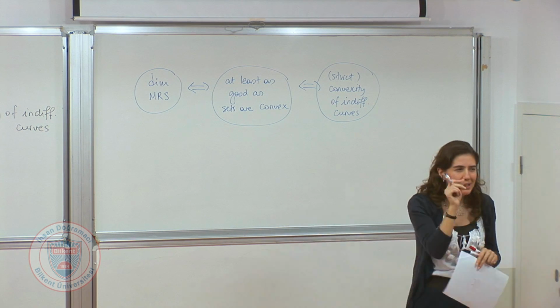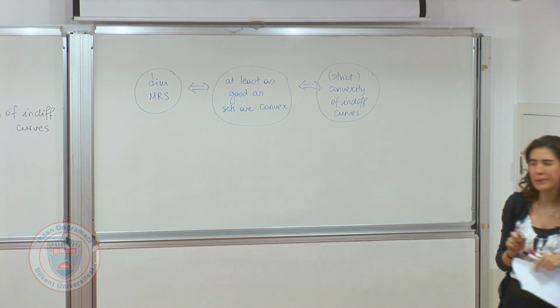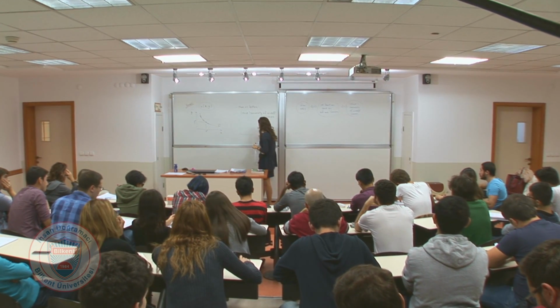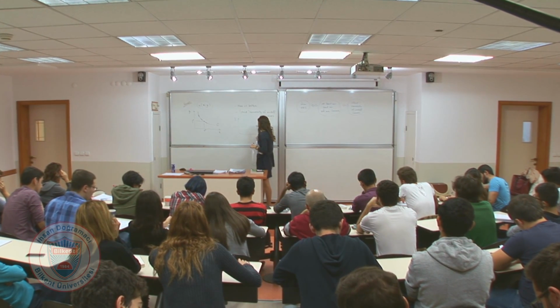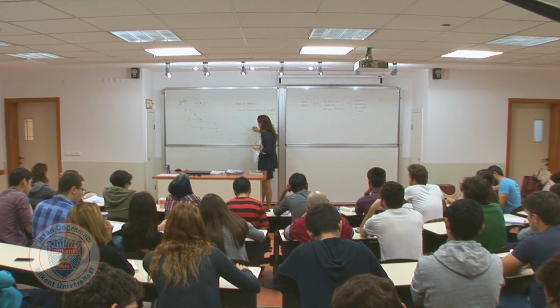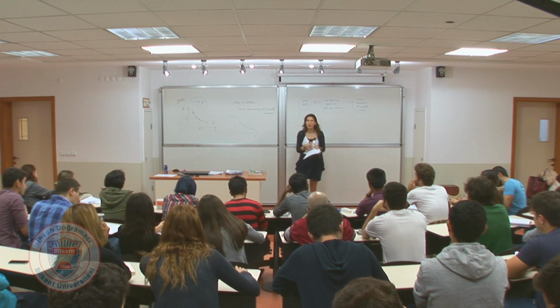Right? So what does that strict mean? Remember about this indifference curve. Suppose I had an indifference curve like this. So I had y, x. So I had an indifference curve like this. Do you think this is strictly convex?